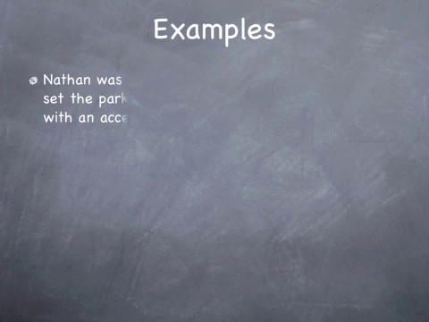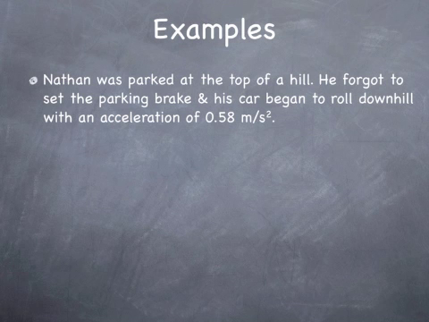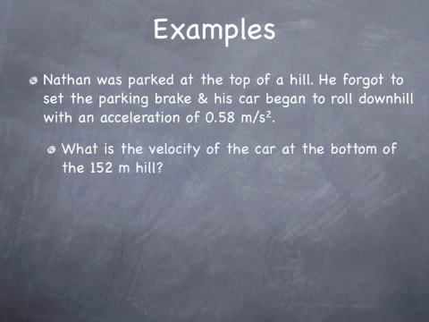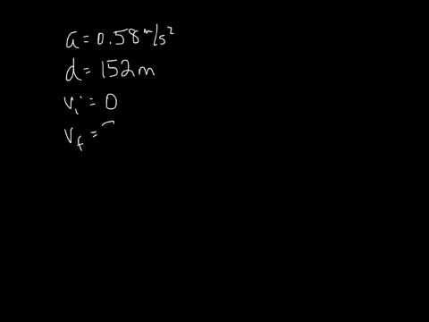Now let's do some examples with all these equations. Write down this question and then we'll go through how to work it. What is the velocity of the car at the bottom of the hill? Start by writing down all of the given information. It says that the acceleration was 0.58 meters per second squared and that he traveled a distance of 152 meters. Since the car was parked, the initial velocity is 0. We are looking for final velocity, so that is our question mark.